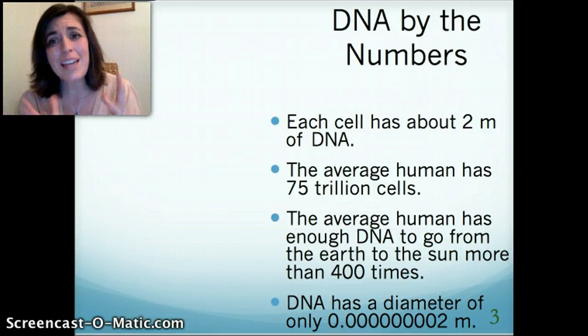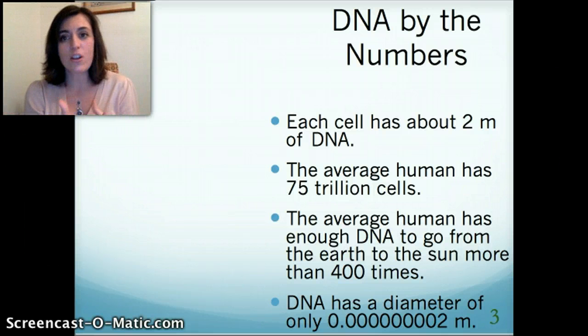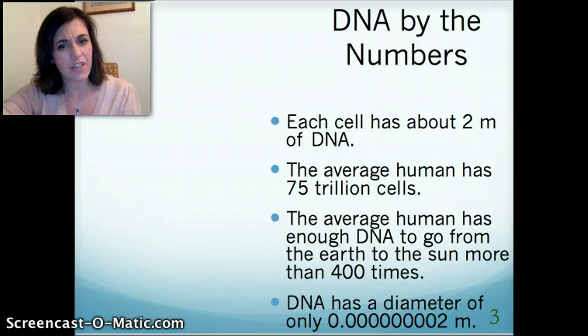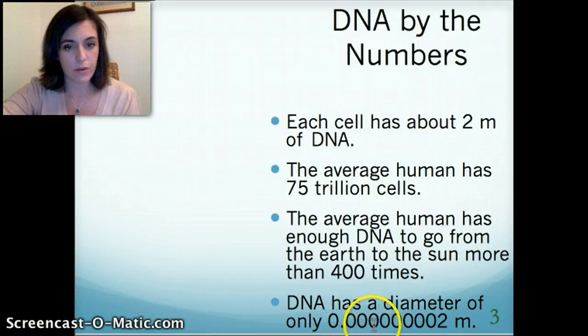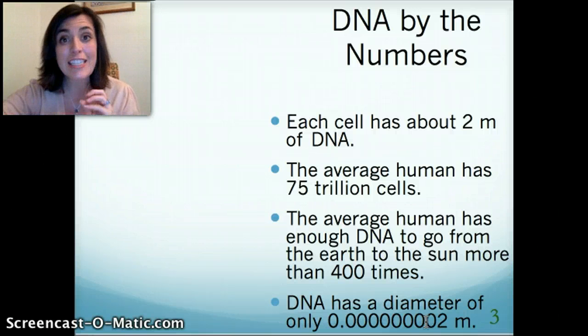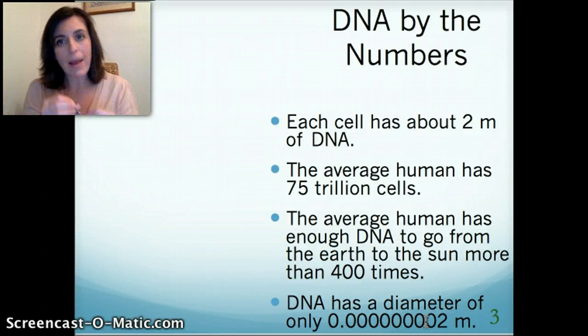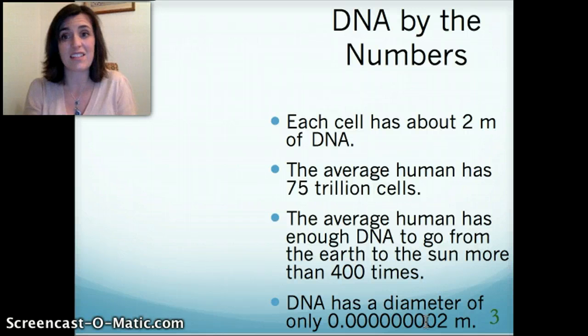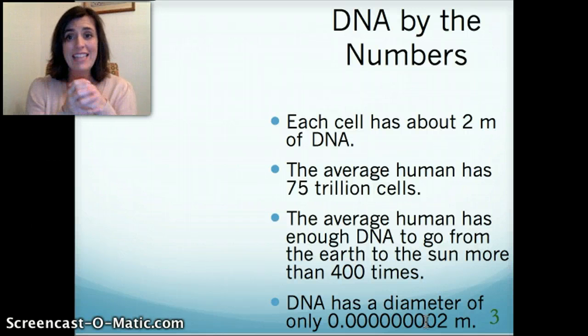So how does it get packed in there? Well, here's the crazy cool thing again: the DNA is so thin. It's so tiny. It has a diameter that's only, let's look at these zeros because I have to count them out, 0.000000002 meters. That's how thin it is. That's insanely thin. So that's why it can all get packed into that nucleus, where you still can't see it because you can't even see cells. So all of that has to be packed in.